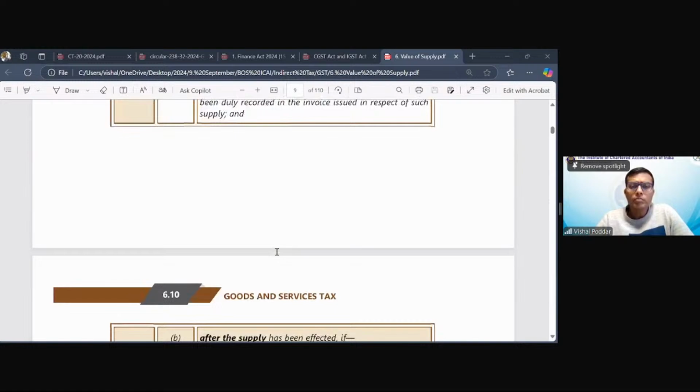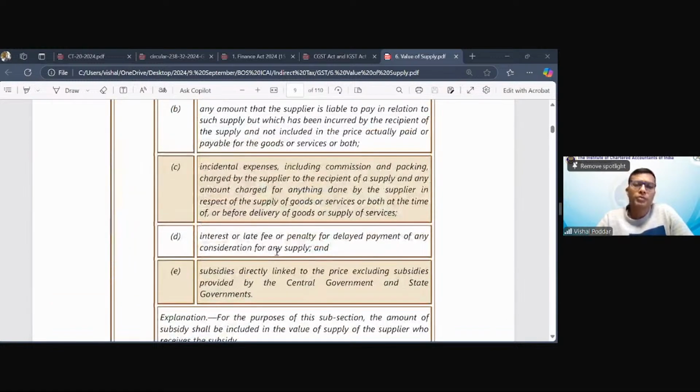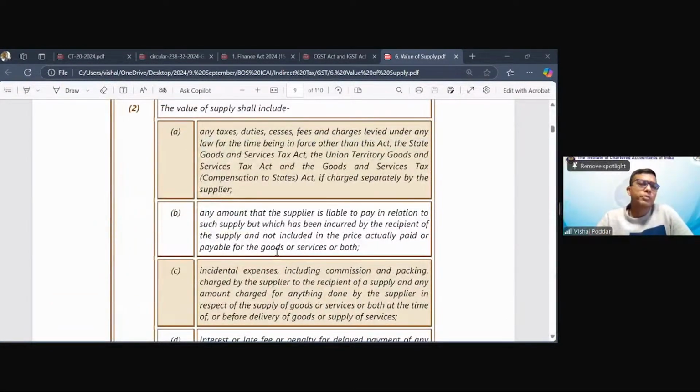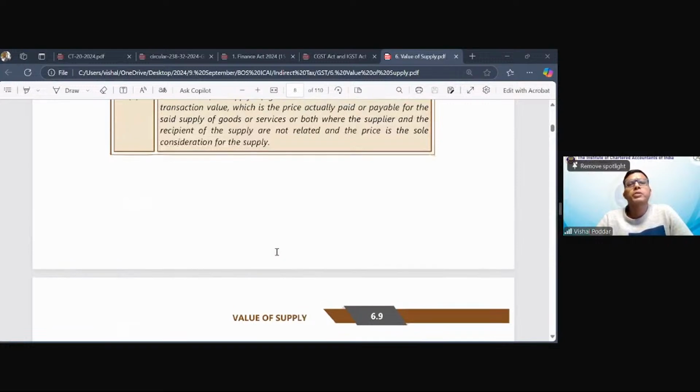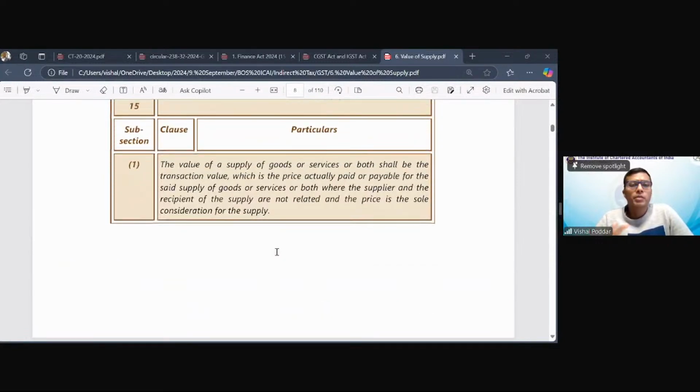Now, once you cross subsection 5, that is where no value is provided for you, you come to subsection 1. Now, subsection 1 is the main section for valuation. Why am I saying it is the main section for valuation? Because the major valuation rules for the majority of the transactions would fall here only. What does it say? It says your value will be the transaction value.